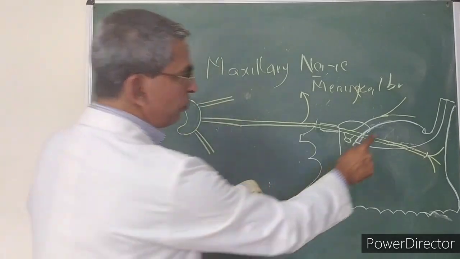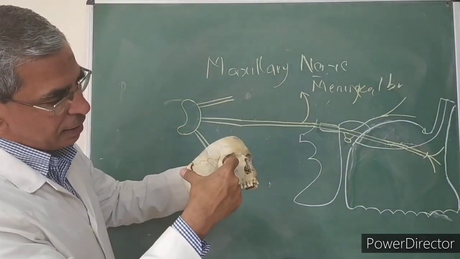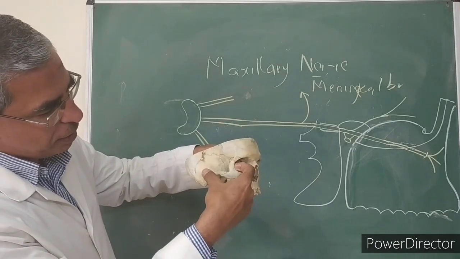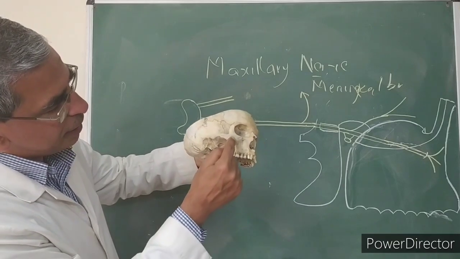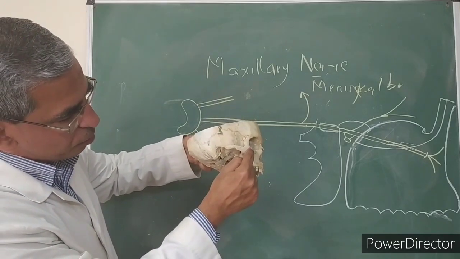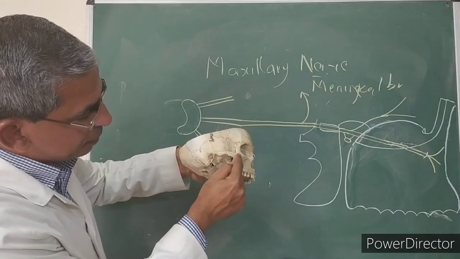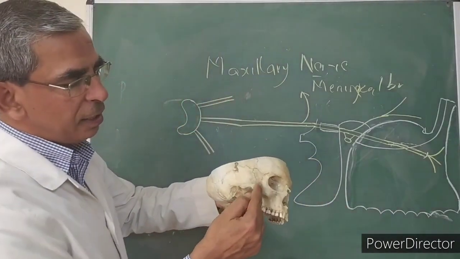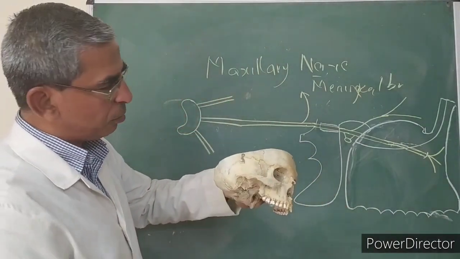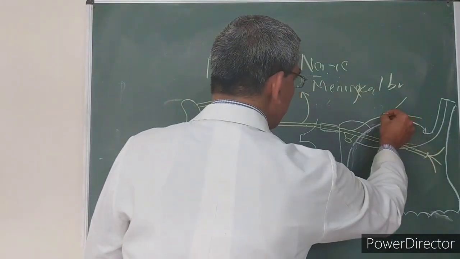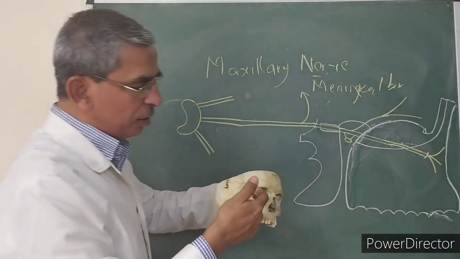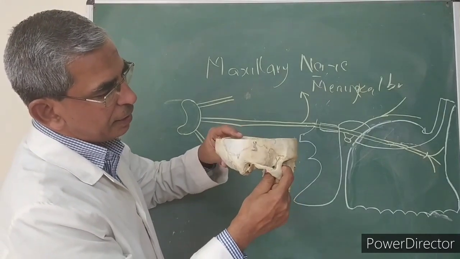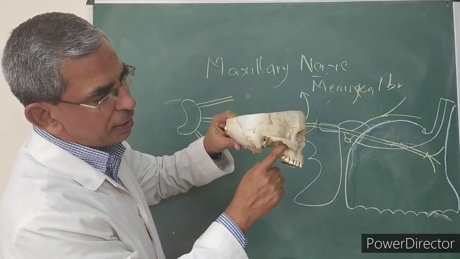So this zygomaticofacial branch, after piercing the zygomatic bone, the lateral wall of the orbit, enters into the zygomatic bone, and on the facial surface of the zygomatic bone is the zygomaticofacial foramen. This nerve comes out of the zygomaticofacial foramen and supplies the skin around the zygomatic bone. The zygomaticotemporal nerve, after piercing the lateral wall of the orbital cavity, comes out on the inner surface of the zygomatic bone here.